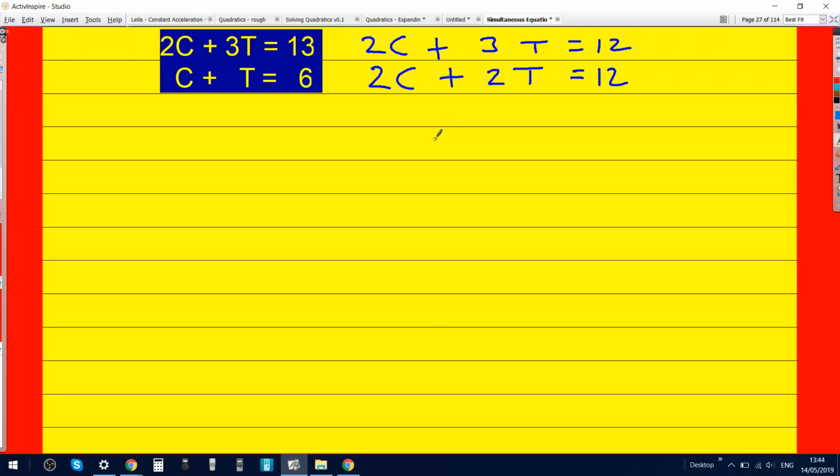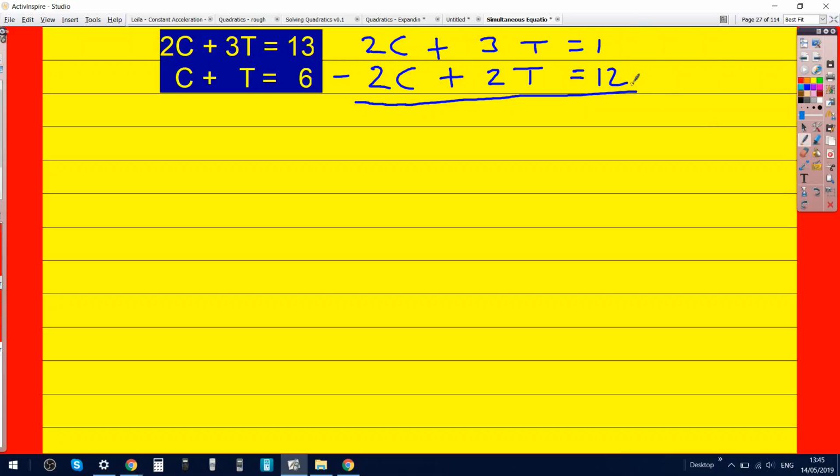So now we've got them the same. So if we just subtract, 2C take away 2C, that's gone. So that leaves us with T equals 0. Sorry, 13 was on the top. Oh yeah. T equals 1. Yep.